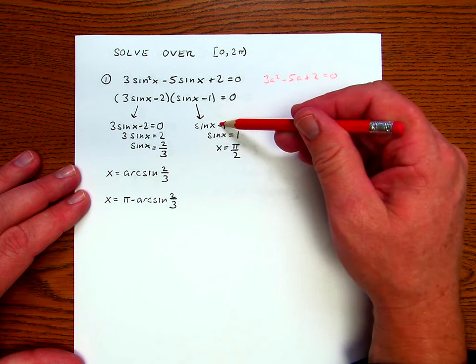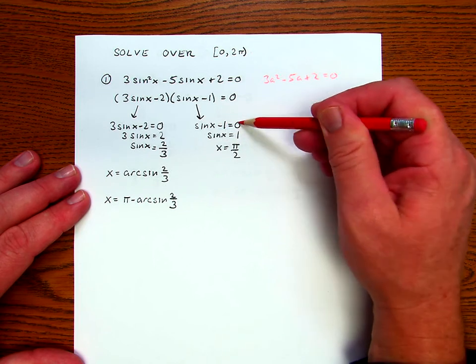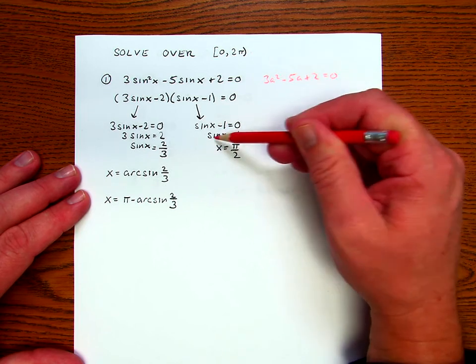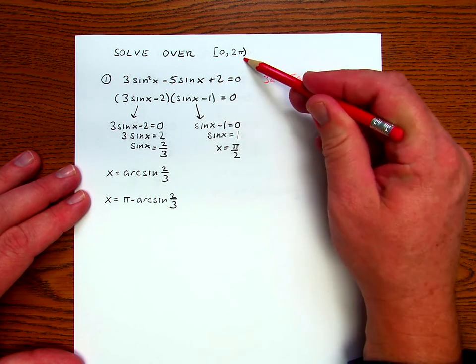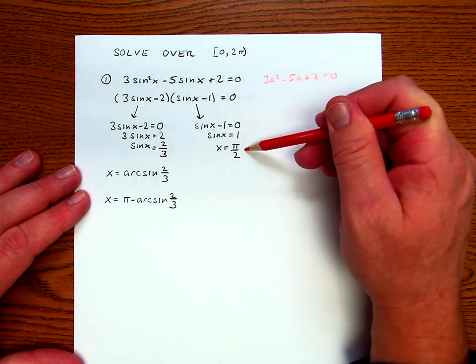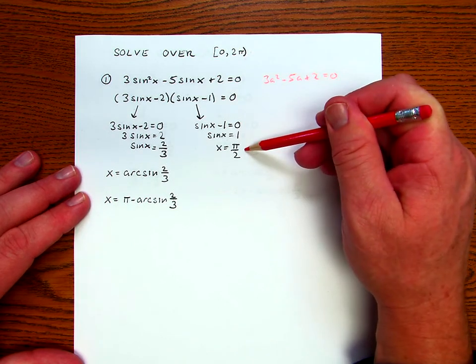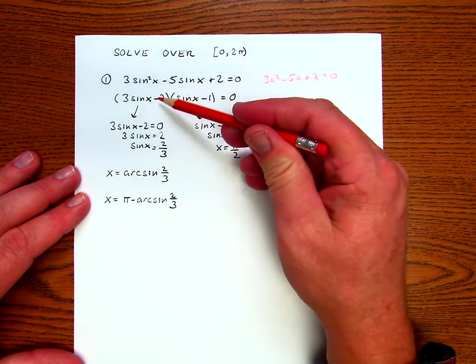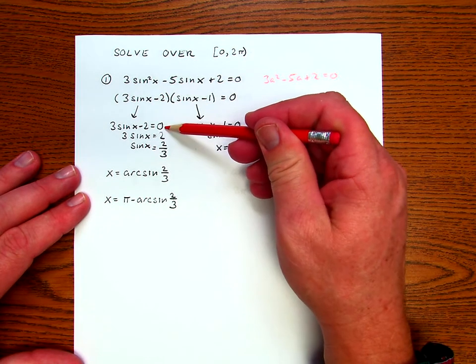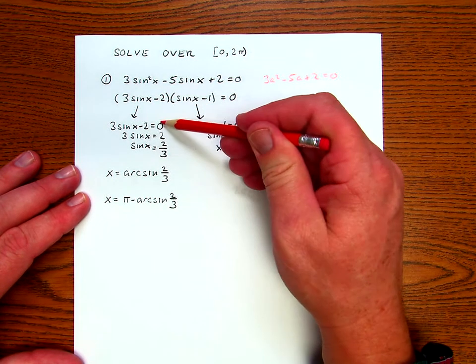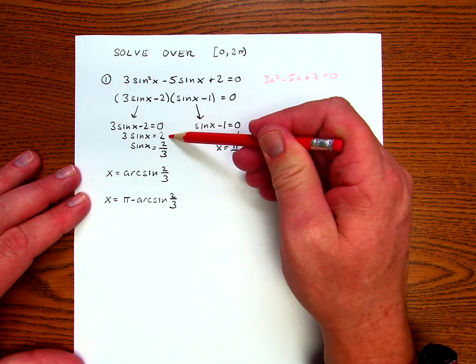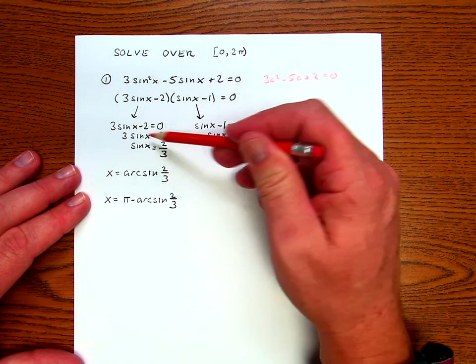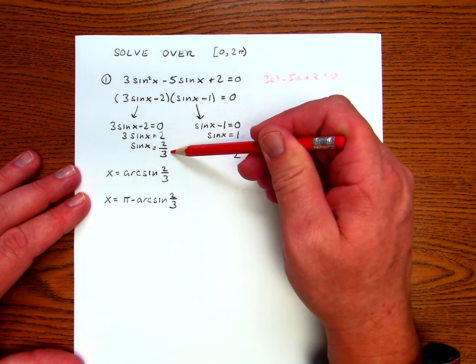Sine of x minus 1 is equal to 0. Bring over that 1. The sine of what angle is 1 in the 0 to 2 pi interval? That only occurs in one spot at pi over 2. Okay, now on to the left-hand side. Take that, set it equal to 0. That 2 needs to come over. That gets us to here. Divide both sides by 3. That gets us to here.